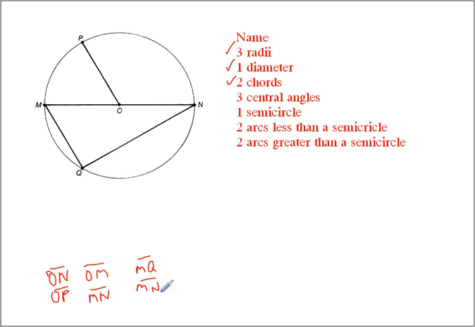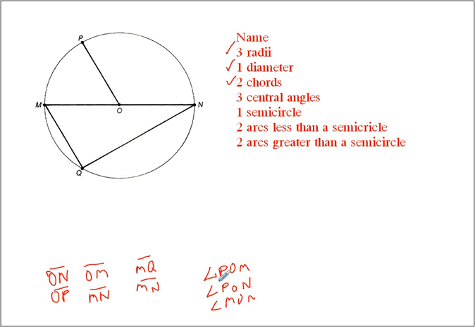So now we've got 3 central angles. Well, let's start off with P-O-M. Remember to use that angle symbol. P-O-M, and the O has to be in the middle, remember. Then we've got P-O-N. Then we've got angle M-O-N.